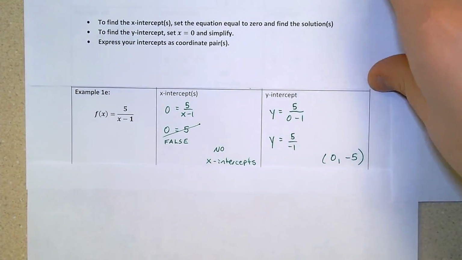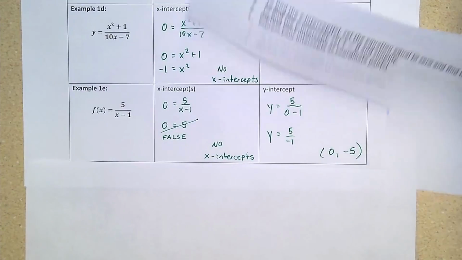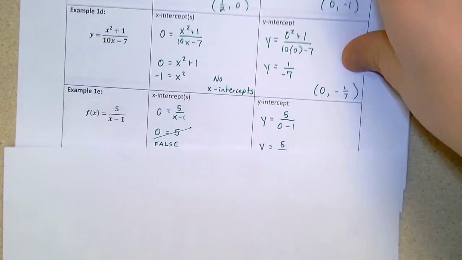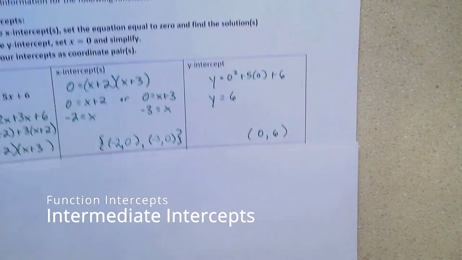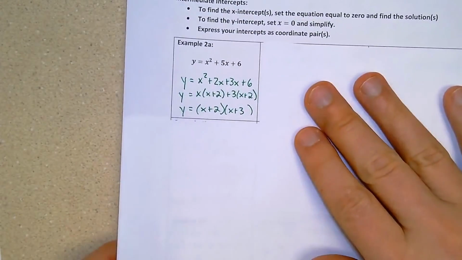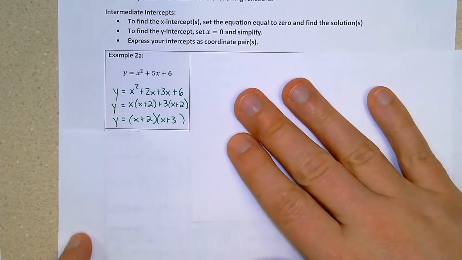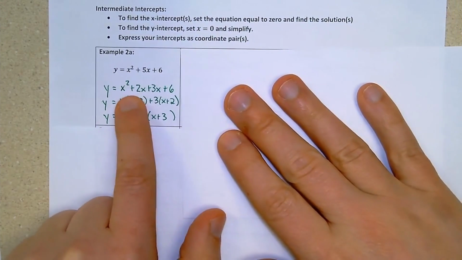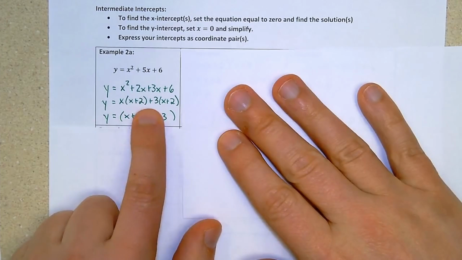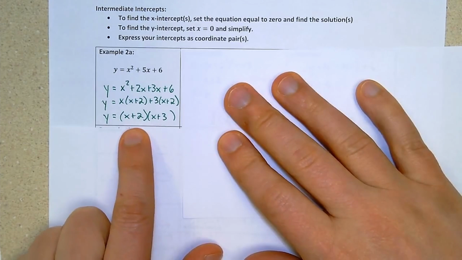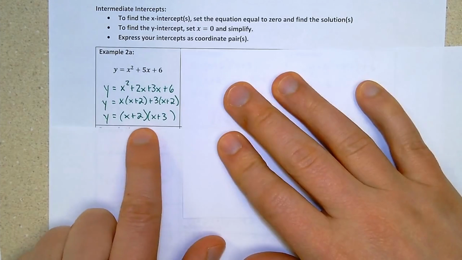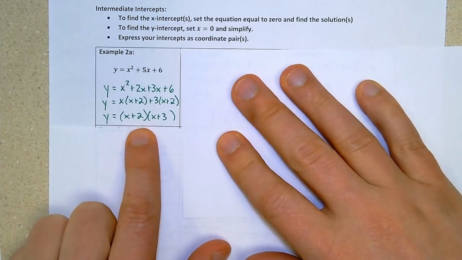To move on to the more intermediate intercepts, those are the ones that are going to have you flex on your factoring skills. So example 2a, we get a quadratic, and this quadratic we can apply the AC method to, and it factors to x plus 2 times x plus 3. You can factor by whatever method you wish, but the end result is x plus 2 times x plus 3.